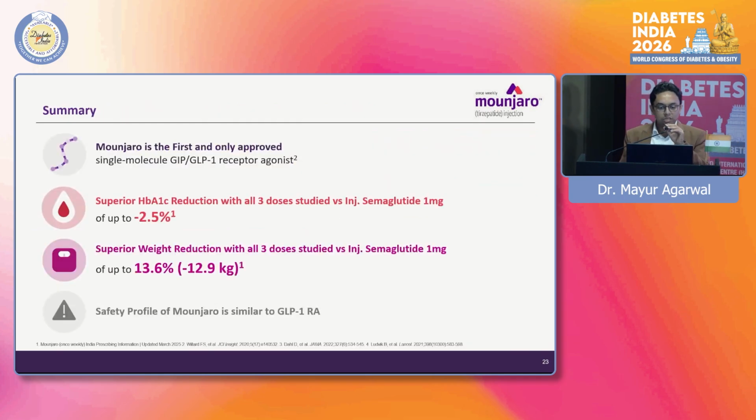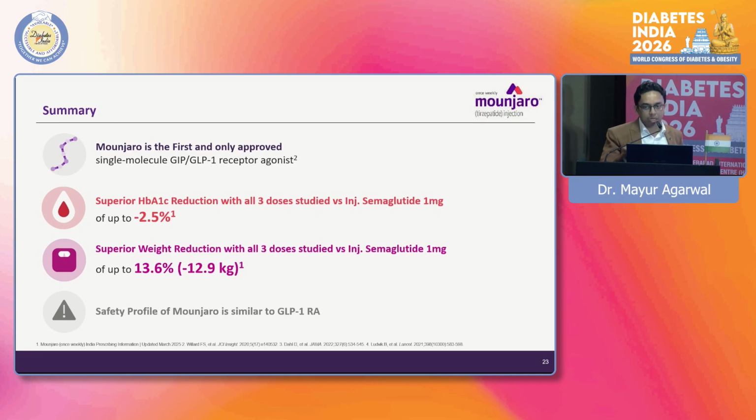Okay. So in summary, Mounjaro or tirzepatide is the first GLP-GIP receptor agonist and the only dual agonist available commercially, with superior reduction at the minimal dose of 5 mg, also against semaglutide 1 mg, HbA1c reduction to the tune of minus 2.5 and weight reduction to the tune of minus 13%. Over longer periods, it would be even higher, up to 20-25% you can say.